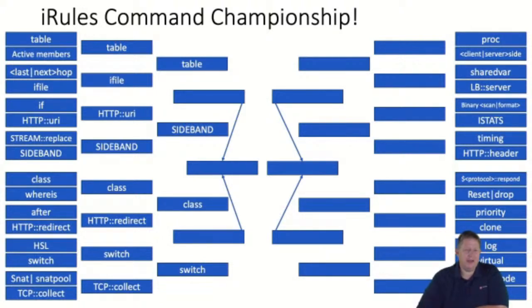And I guess my logic fails at this point because I didn't put HTTP URI forward because I could use TCP collect, but TCP collect didn't move forward. So now I've lost that capability. So my logic doesn't hold all the way through this bracket, but what can you do? Between table and sideband, I guess I built that out a little too fast. Table, and then class, and then ultimately table. So in the final for me, I got table out of the left side of the bracket.